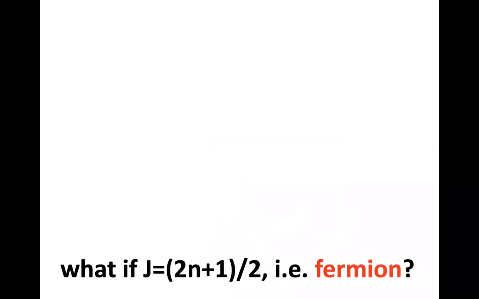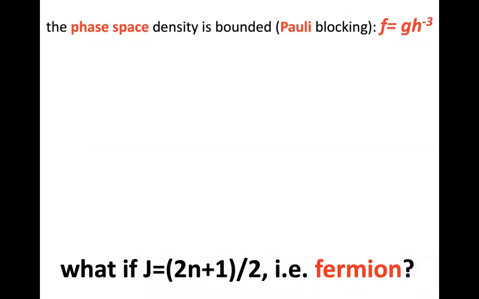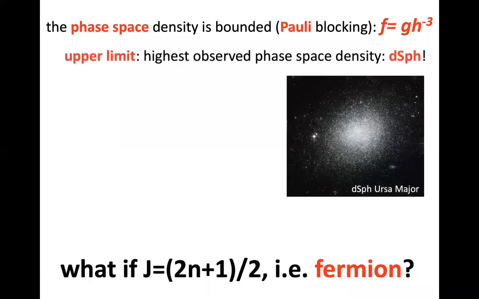However, we know that while we can arbitrarily stack however many bosons in the same quantum state in the same place, the same is not true for fermions. So what happens if the dark matter is in fact fermionic? Well, in that case, the phase space density is bounded from above. You can think of this as a manifestation of Pauli blocking. And again, the upper limit comes from dwarf spheroidal galaxies where one finds the highest observed phase space density.